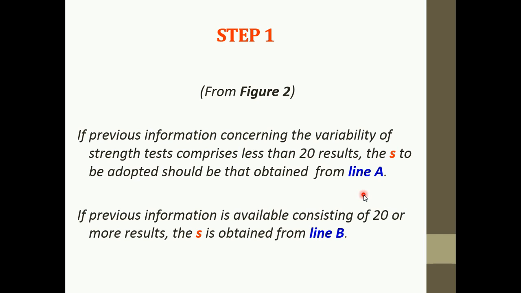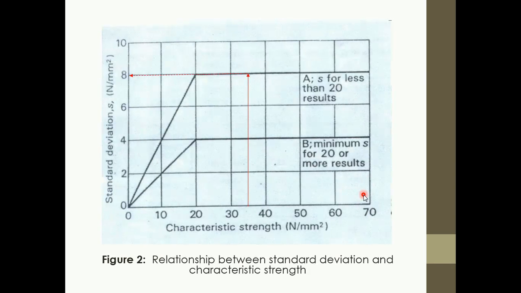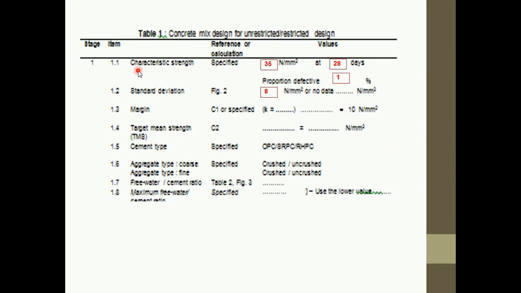Okay, from line A, since our characteristic strength required is 35, from here at the center, you project to line A and get the maximum standard deviation value equal to 8. So we put here the value 8 for standard deviation.